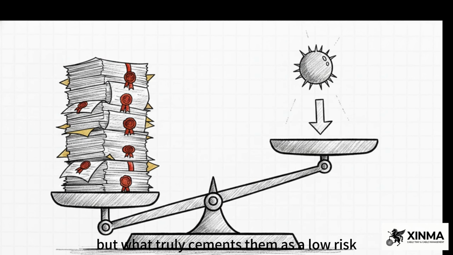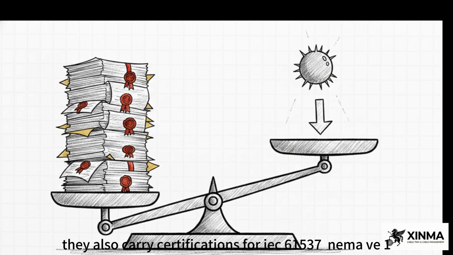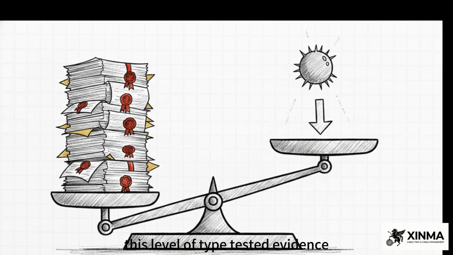But what truly cements them as a low-risk benchmark is their verifiable standard compliance. Notice the very first standard listed there, IEC 61439-6. They also carry certifications for IEC 61537, NEMA VE1, and GB 31251. Seeing a supplier profile like this proves that they aren't just out there quoting low unit prices. They've fundamentally engineered their manufacturing to align with the strictest, most uncompromising global testing standards. When a supplier readily hands over this level of type-tested evidence, your technical risk drops dramatically.